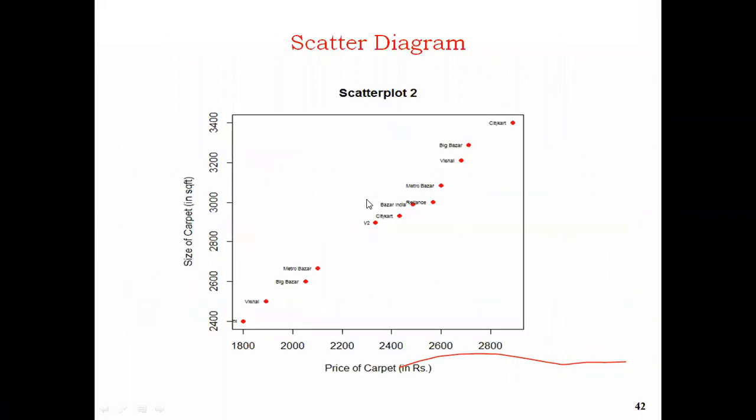Now you see we are getting this. First one is Lakshmi, and then this is Bisal, Big Bazaar, Metro Bazaar, like this it is coming. So this is the scatter plot I have drawn on the basis of the shop name.